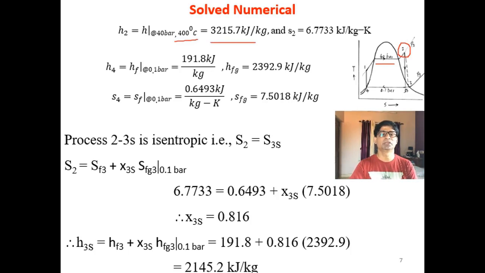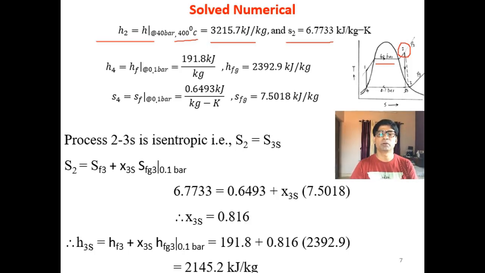So this becomes H2, this becomes S2. So H2 is nothing but H at 40 bar and 400 degrees Celsius. Similarly S2 also. So both the values have to be taken from the superheated steam table, that is A3, page number 19 for your reference.